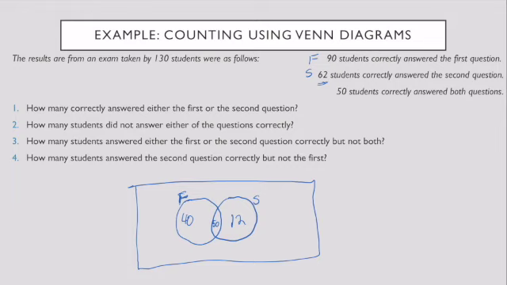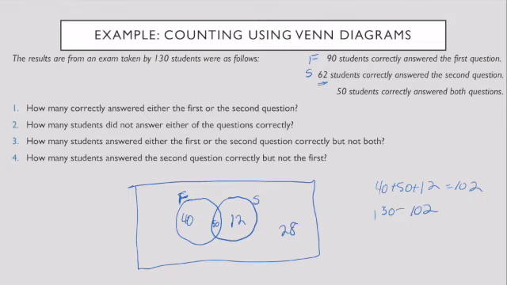Next, I know that my universal set has 130 students. How many are represented here? I have 40 plus 50 plus 12, so that gives me 102. So I take 130 minus 102, and that gives me 28 are out on the fringes.